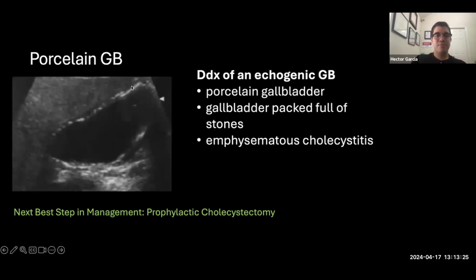Now, the next one is a porcelain gallbladder, and we can see this calcification all around the gallbladder. The next best step in management, which they usually ask in exams, is going to be prophylactic cholecystectomy, meaning you remove the gallbladder because of the high risk of going into a malignancy like gallbladder carcinoma. So we take it out prophylactically. Other diagnoses for an echogenic gallbladder, in addition to porcelain gallbladder, that we should have in mind are a gallbladder packed full of stones and emphysematous cholecystitis that I talked about.